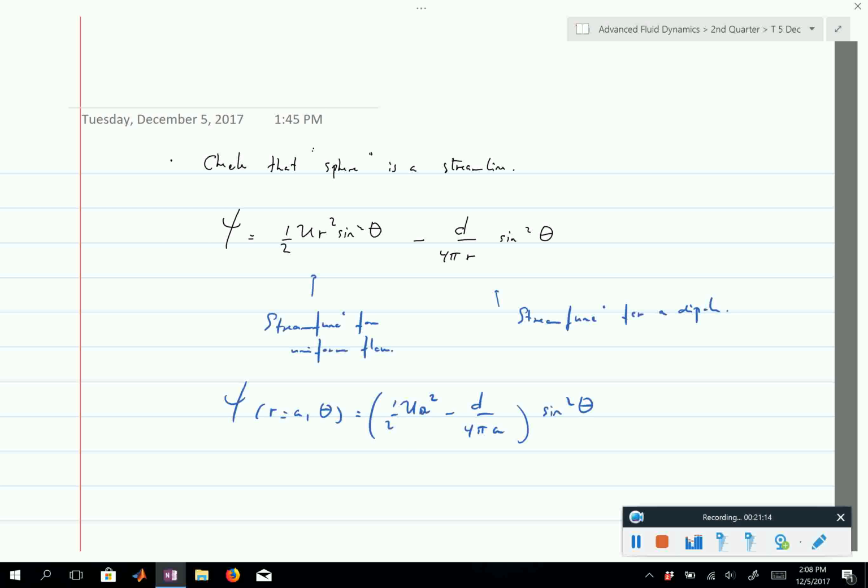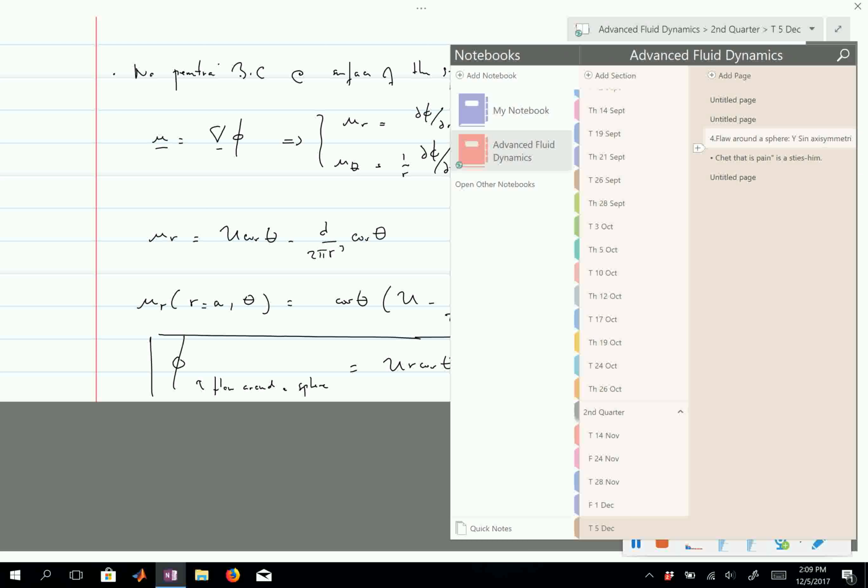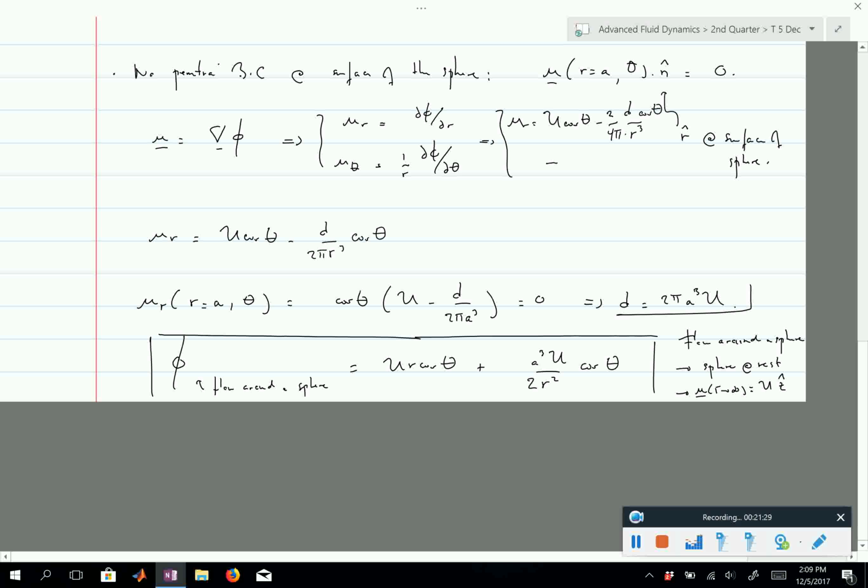Now, how would you answer the question if you actually wanted to show that there are indeed 2 stagnation points? So you go back to this here. At the surface of the sphere, you already imposed that u_r was equal to 0, and so you compute u theta, and you look where u theta equals 0. In principle, you would expect u theta to be equal to 0 at theta equals 0 and at theta equals pi, and that will give you the 2 stagnation points.